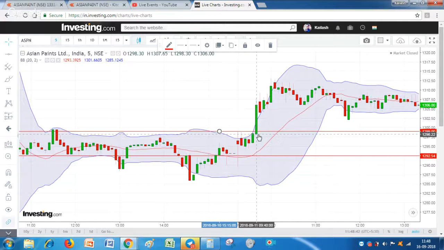Okay, so this is our buy entry here. This is the level where we can take a buy entry when the stock goes above the median line of the Bollinger Band, and anywhere it crosses the previous candle high. So look at these two candles, the highs are approximately the same. So we should not take a buy immediately.